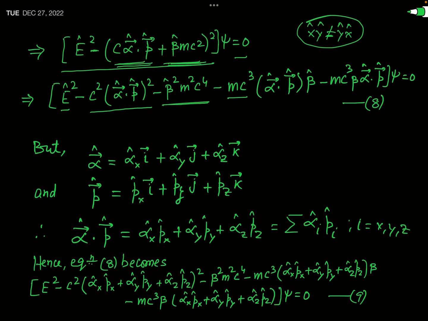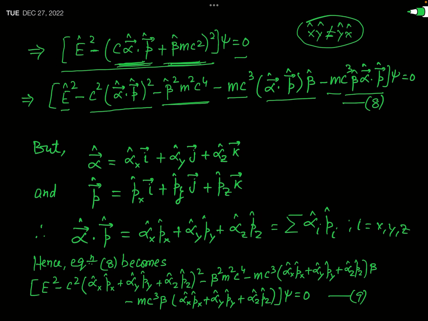So write first of all the factor MC cube, and alpha dot P will be operated on beta. Now this beta MC square will be operated on C alpha dot P. Just reverse. So this will be MC cube beta hat alpha dot P. Remember, don't square it just like A plus B whole square, because these are operators. So order has been maintained.